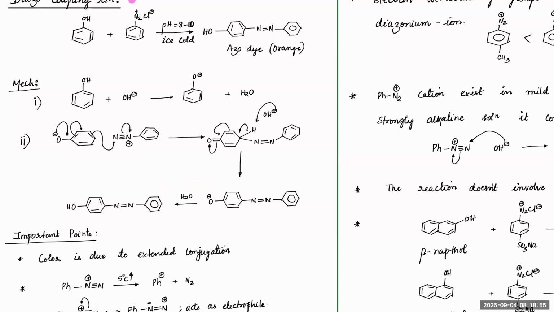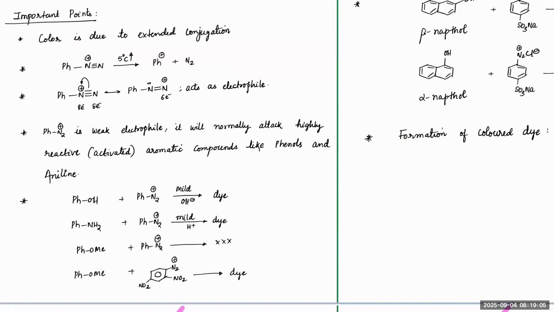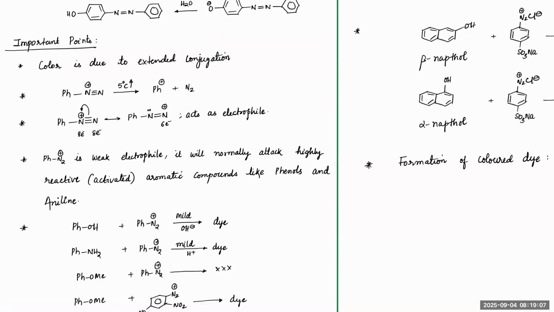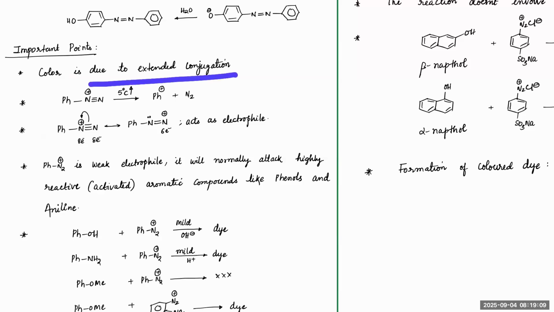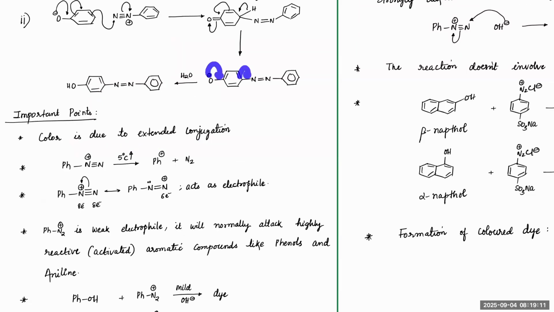This is called azo dye. N double bond N is an azo bond. So azo dye is formed, which is orange color. What are the important things to understand here? One, the color formation is due to the extended resonance. You see from here, if it keeps moving like this, due to this extended resonance, you will see color formation.